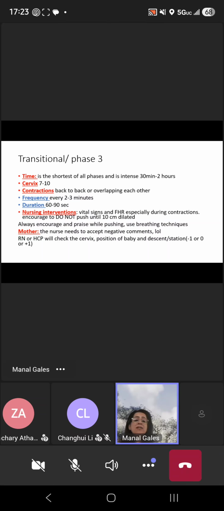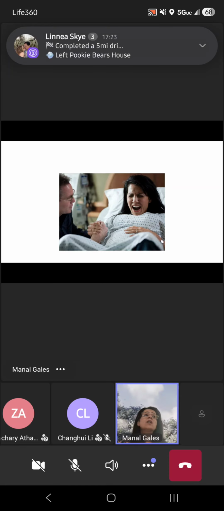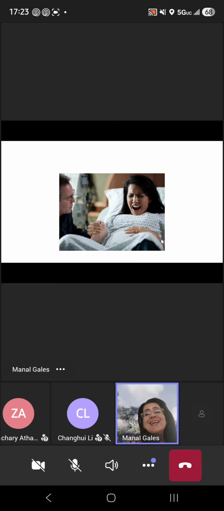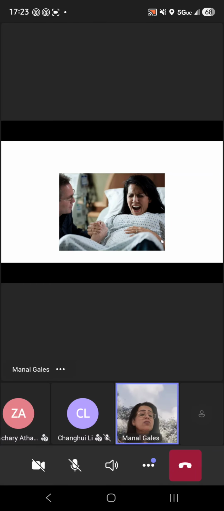Also in this stage, ask her not to push, because look at her face. She wants to push. She's in pain, but she should not push. Why should she not push in the transitional phase? Yeah, because she's not fully dilated yet. She's not 10 centimeters yet. So if she pushes and the cervix is still not dilated, she might rip the cervix.